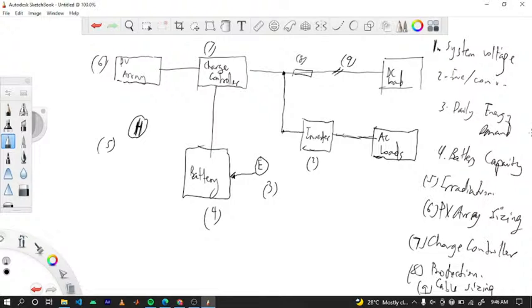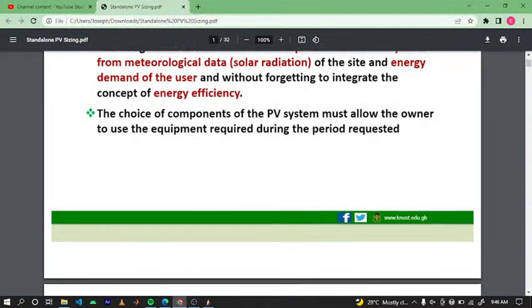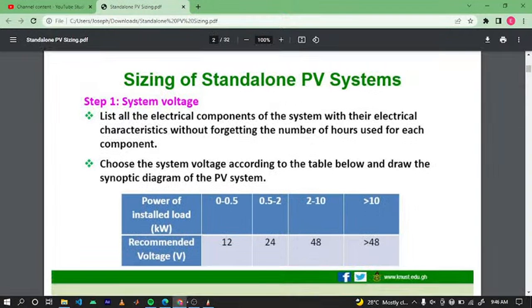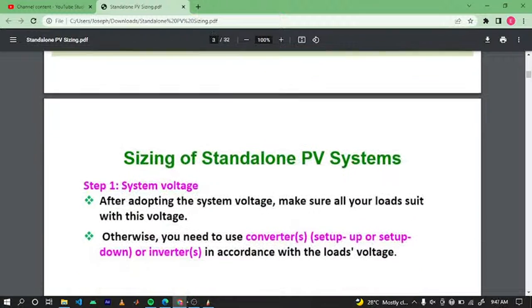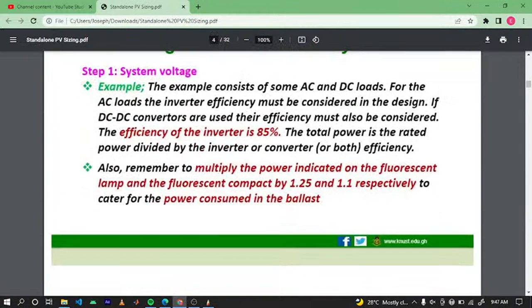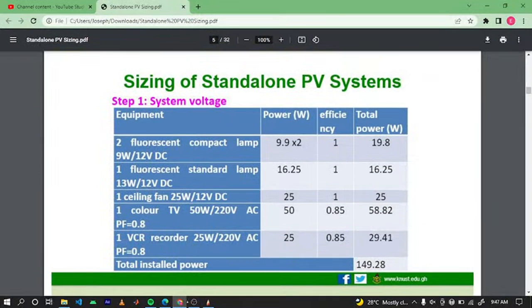Let's move on. So the first step is for us to find our system voltage. How do we find our system voltage? First thing is to list all the electrical components that are in the room. This is a list of all electrical components. Find their corresponding powers.